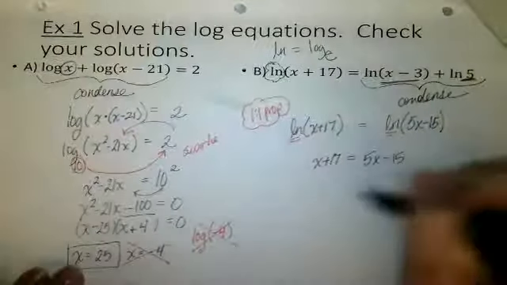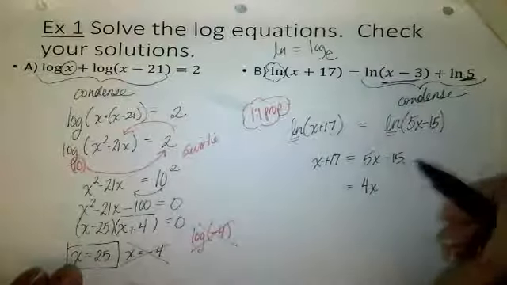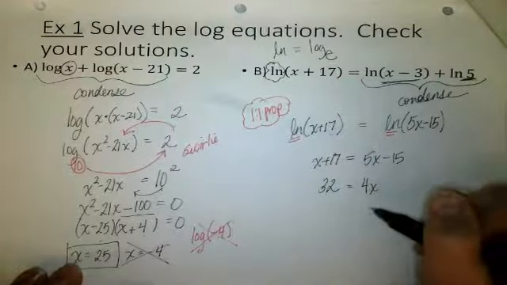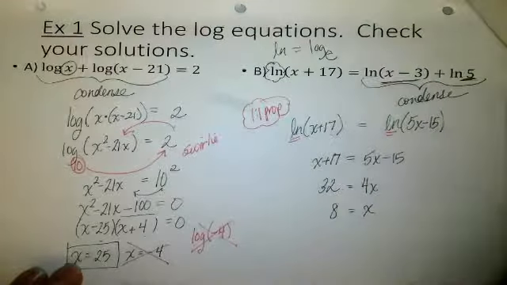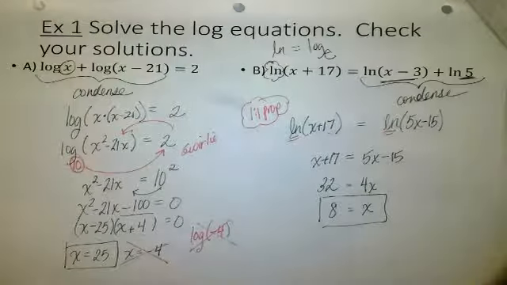All right, and let's see, I'm going to move the x over, that's 4x. I'm going to add the 15, that's 32. And then divide by 4, we get x equals 8. And does that seem okay? Yes. No problems with that one.